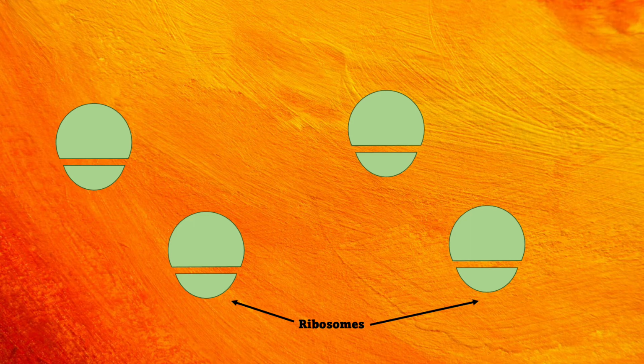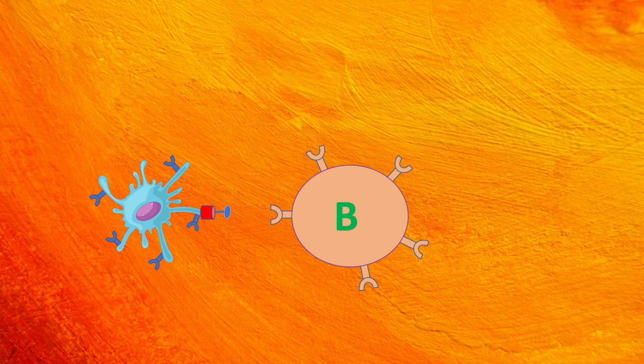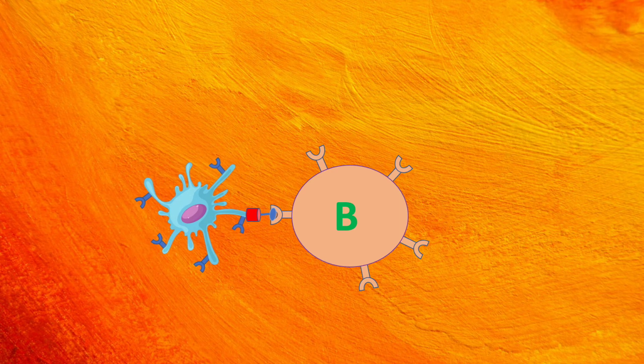Once the mRNA is inside the cell, it is translated by the cell's ribosomes into SARS-CoV-2 spike proteins. Innate immune cells, such as dendritic cells, present these spike proteins to B cells, which begin the production of antibodies that can bind to the spike protein of SARS-CoV-2 viruses.